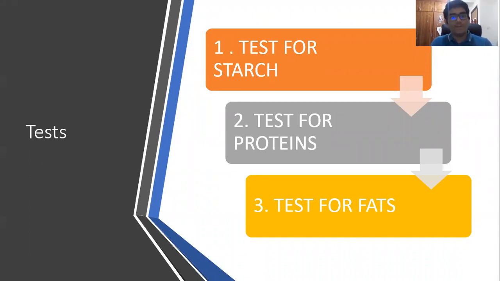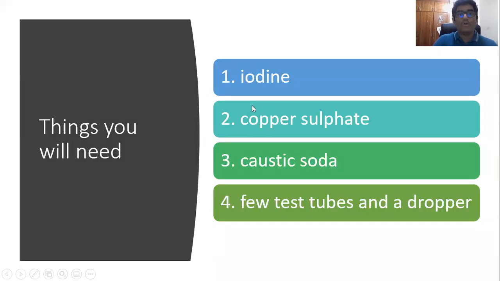As I had told earlier, every food contains nutrients, and I also told there are various types of nutrients. So through these tests, like the test for starch, which is a carbohydrate, the test for proteins, and the test for fats, we can see which nutrients each food contains. What you will need for this test are solutions of iodine, copper sulfate, caustic soda, and a few test tubes and a dropper. If you have everything ready, we can begin with the testing.